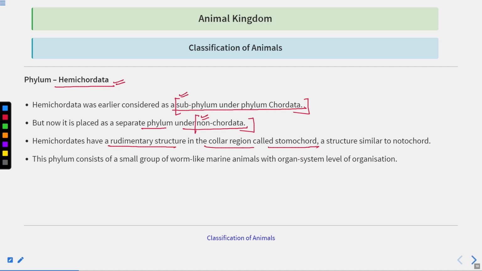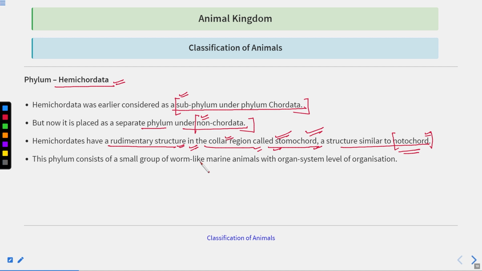Hemichordates have a rudimentary structure in the collar region, and that is called stomochord. And this structure is similar to the notochord. It is similar, it is not the notochord. So instead of notochord, they have the stomochord, a rudimentary structure, and that is present just in their collar region, not in the whole of the body.